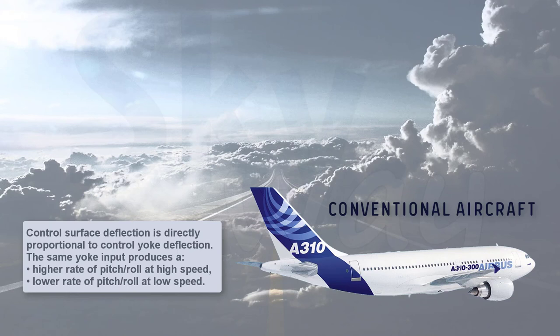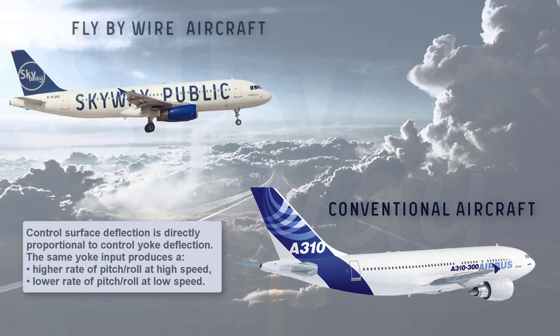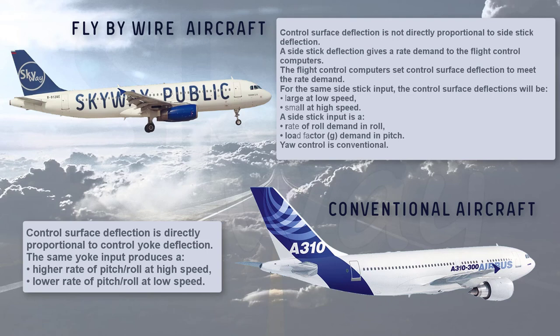Control surface deflection is not directly proportional to side stick deflection. A side stick deflection gives a rate demand to the flight control computers. The flight control computers set control surface deflection to meet the rate demand. For the same side stick input, the control surface deflections will be large at low speed, small at high speed. A side stick input is a rate of roll demand in roll, load factor G demand in pitch.